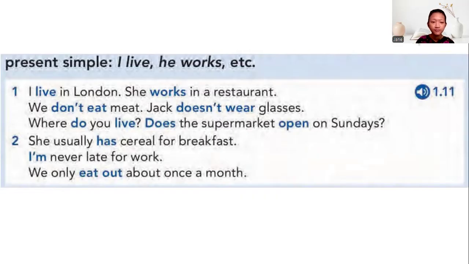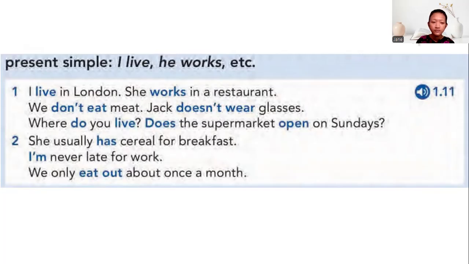1.11 1. I live in London. She works in a restaurant. We don't eat meat. Jack doesn't wear glasses. Where do you live? Does the supermarket open on Sundays?